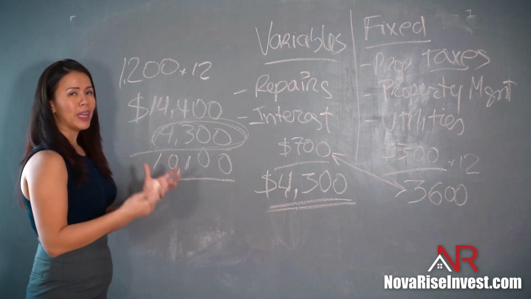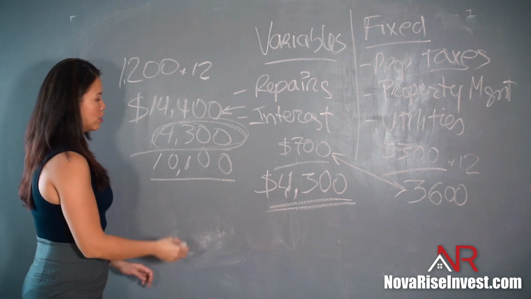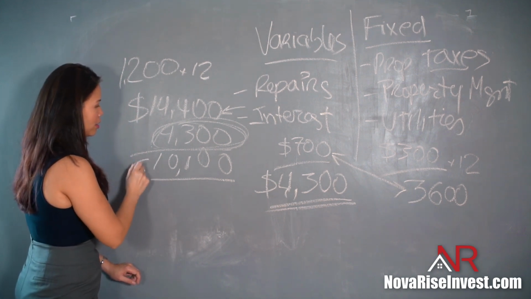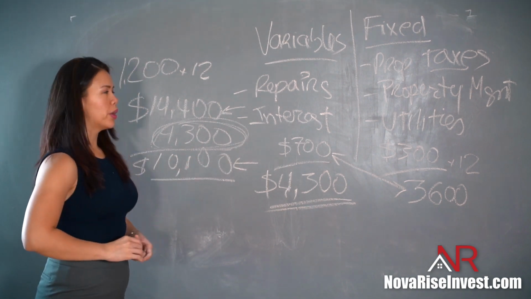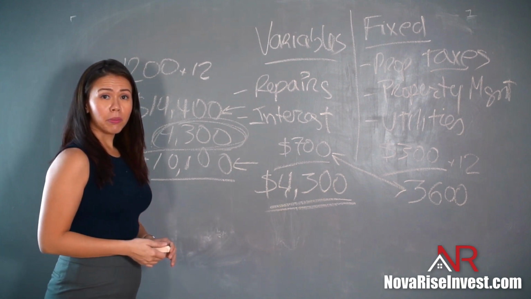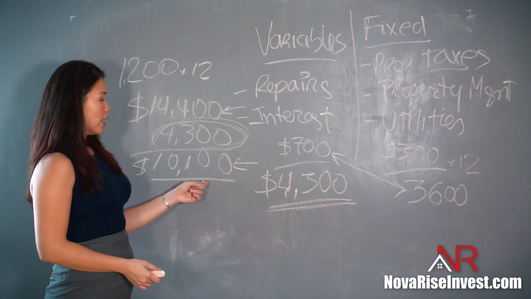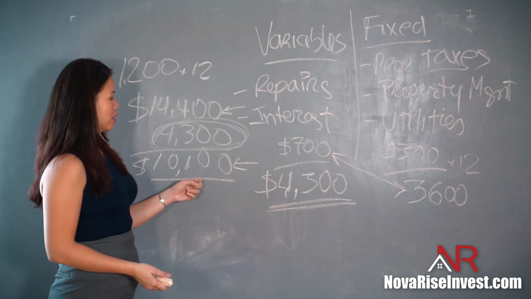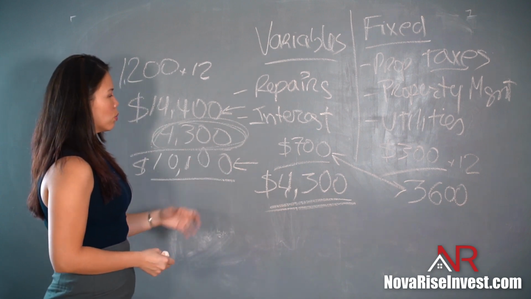So instead of paying taxes off of $14,400, you're actually paying taxes off of $10,100. So let's say, for example, and I'm just going to throw a simple number out there, that your tax bracket is 30%. Would you prefer to pay 30% of $14,400, or do you prefer to pay 30% of $10,100? Which one is it, right? So that's in essence what it is.